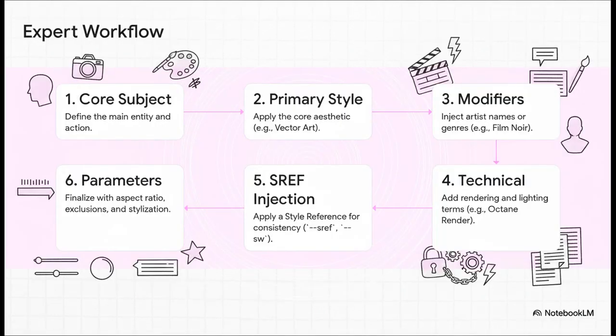So let's put this all together into the expert workflow. It's all about layers. You start with your main subject. Then you add your primary style, like vector art. Then you sprinkle in modifiers, like tech noir, and technical stuff, like Octane Render. Then you lock in that whole look with a style reference. And only at the very end do you add your final settings for aspect ratio, things you want to exclude, and your overall stylized value. See? It's a system, not just random guessing.